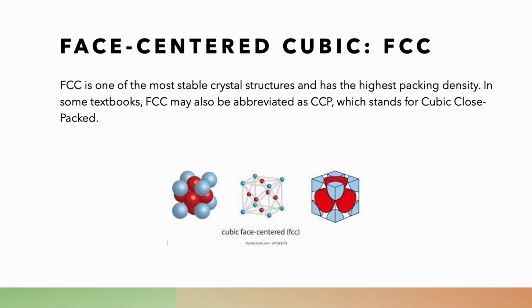The face-centered cubic, or FCC, is one of the most stable crystal structures and has the highest packing density. In some textbooks, FCC may also be abbreviated as CCP, which stands for cubic close packed. The face-centered cubic cell belongs to space group number 225, Strukturbericht designation A1, and Pearson symbol cF4. Cu is the prototype for FCC.